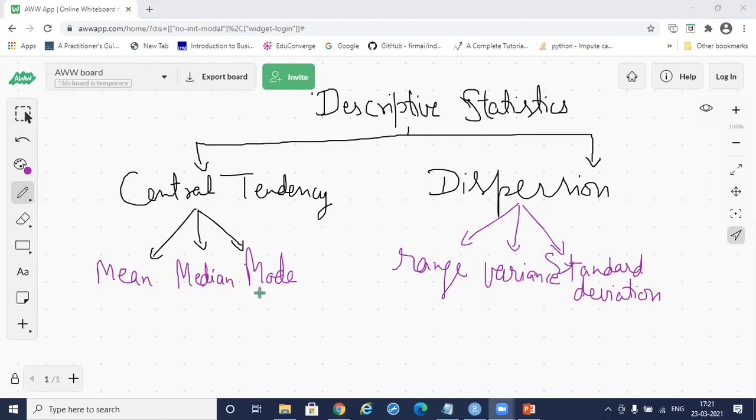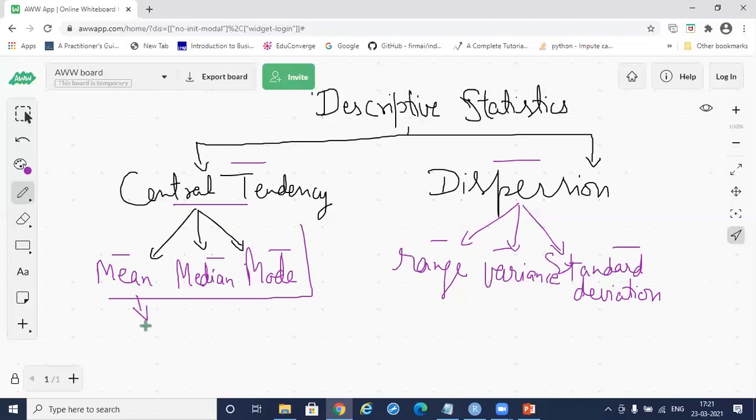Now let's learn about descriptive statistics in detail. Descriptive statistics has two parts, the central tendency and the dispersion. Inside the central tendency, there are certain terms such as mean, median, and mode. And when we talk about the dispersion of data, there are range, variance, and standard deviation. Now let's talk about certain examples of the central tendency.